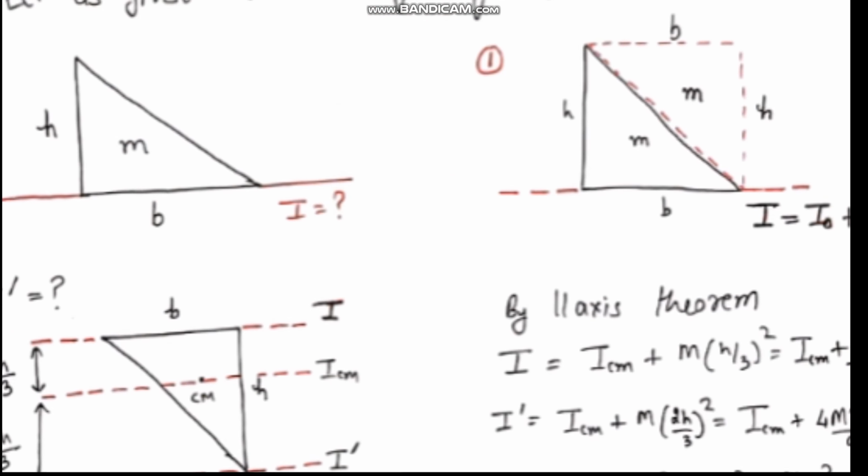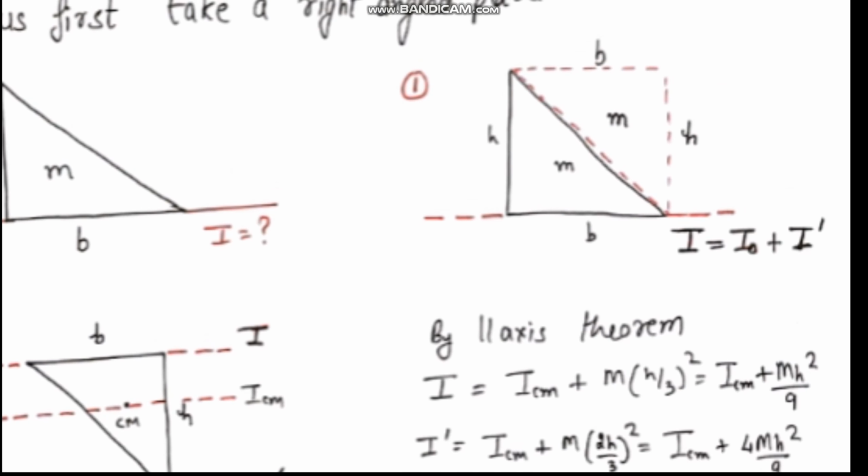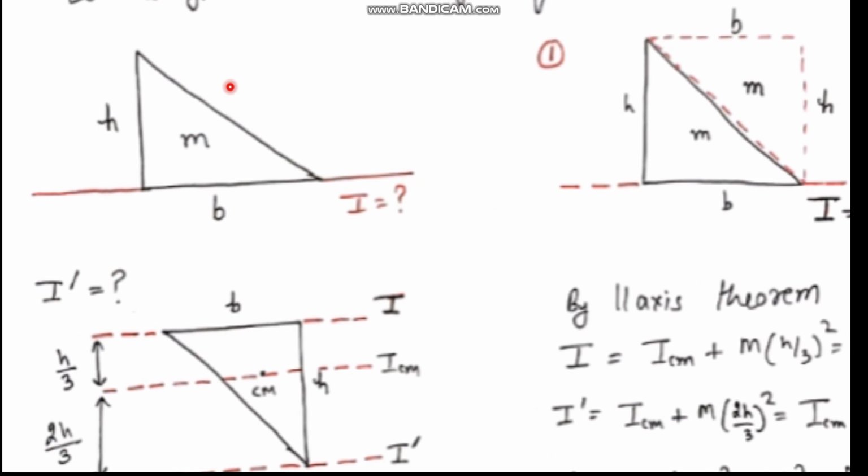There is a slight typing mistake over here. I have written it slightly wrong. I wanted to find this I, so this is I naught actually. The moment of inertia of this complete plate about this axis is I naught, and it is the moment of inertia of this plate, that is I, plus I dash. So you read this as I naught and this as I. So I have I naught is equal to I plus I dash. I is something we want to find.